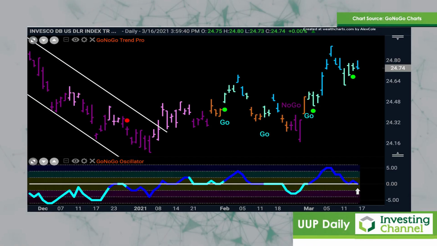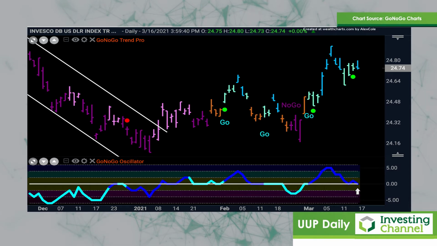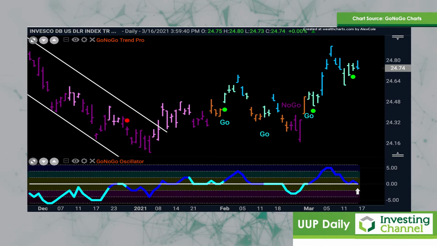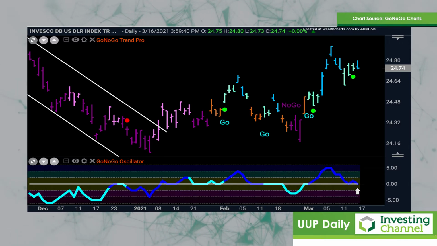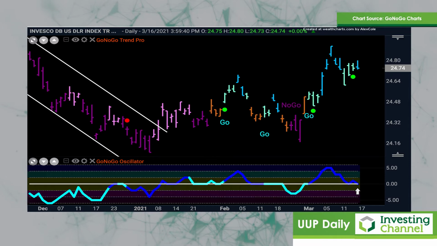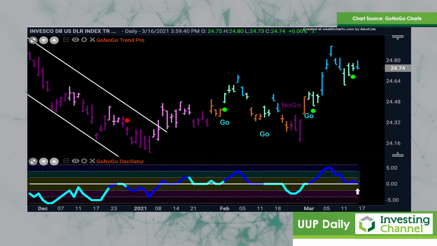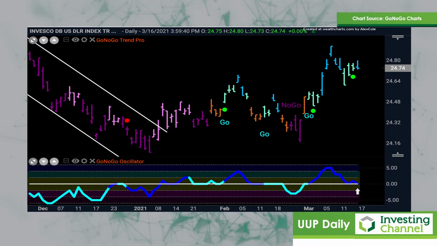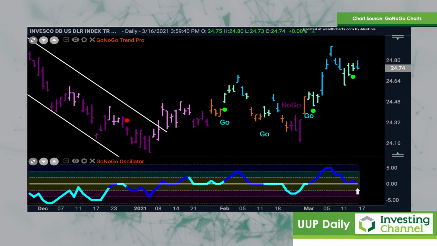So let's look at the first chart here. This chart is a daily chart of UUP. And what we can see is that, as we've noted over the last few weeks, the trend in the short term has turned up. We are seeing a go trend in the dollar and represented by UUP. As you can see, we've got higher highs and we've got higher lows. And right now, the go trend is in place with the blue and aqua bars.